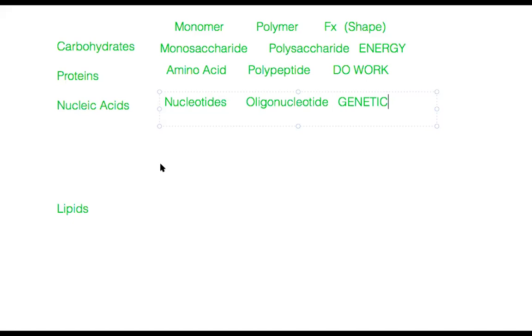Okay, I put lipids all the way down here by themselves because lipids cannot easily be broken down into this monomer polymer thing, right?